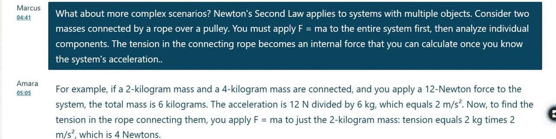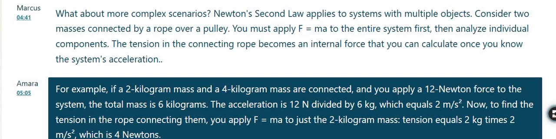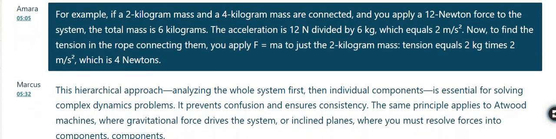Newton's second law applies to systems with multiple objects. Consider two masses connected by a rope over a pulley. You must apply F equals ma to the entire system first, then analyze individual components. The tension in the connecting rope becomes an internal force that you can calculate once you know the system's acceleration. For example, if a 2-kilogram mass and a 4-kilogram mass are connected, and you apply a 12 newton force to the system, the total mass is 6 kilograms.